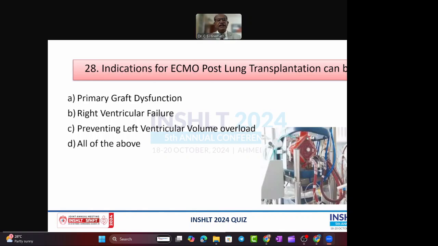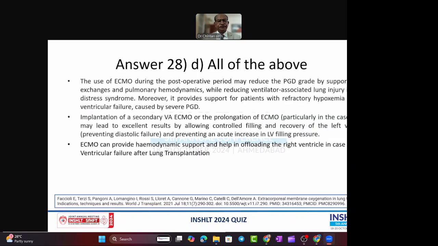Next is indications for ECMO post lung transplantation can be? Definitely the answer is all of the above, because if there is primary graft dysfunction, then obviously ECMO will help in oxygenation and maintaining hemodynamics. If it's because of high pulmonary arterial hypertension or RV dysfunction, again ECMO will help. So ECMO has a role in all three conditions. So the answer is all of the above.